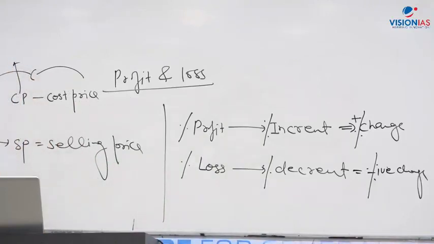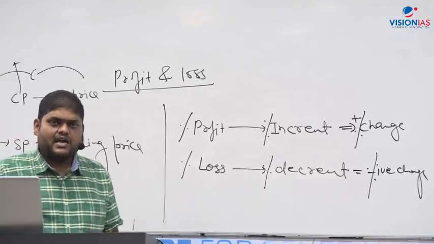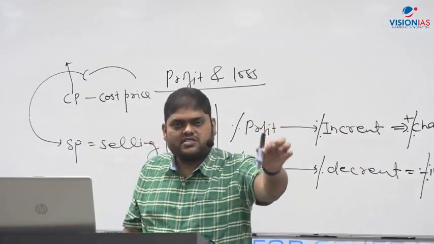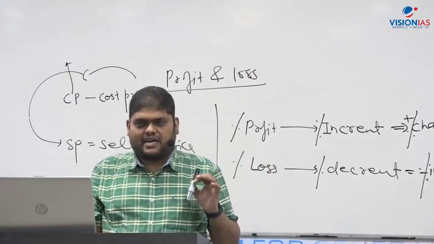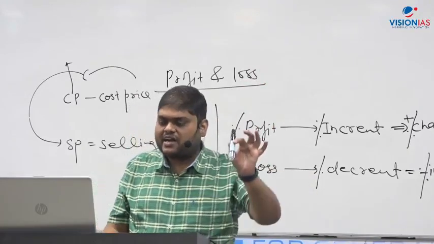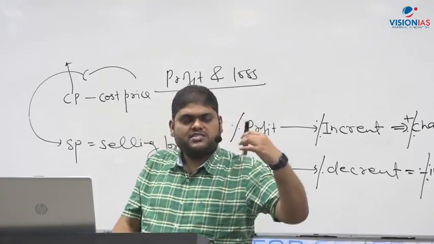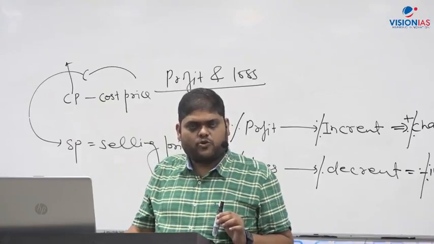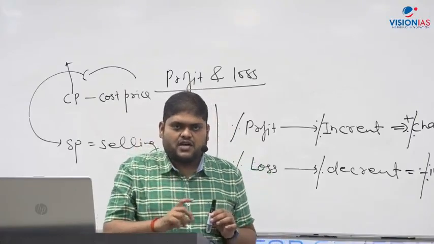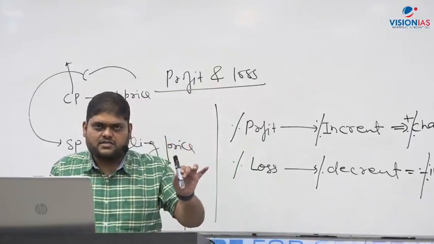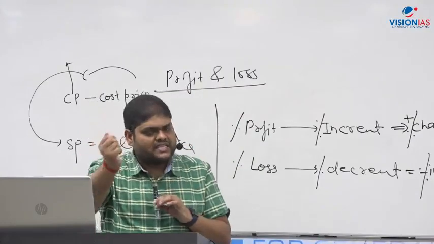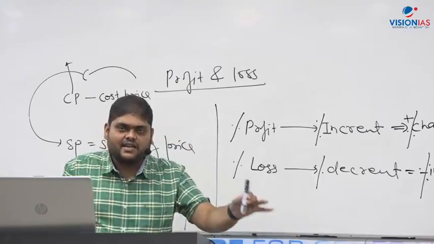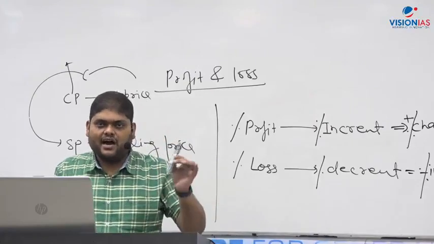What is selling price? Definitely the price at which I am selling this marker to, suppose, Vision IS. I am a marker maker and I am selling this marker to Vision IS, suppose for 150 rupees. So it's common sense: whatever my cost price is, if I am selling for more than that, I am getting a profit. If I am selling for less than that, I am getting a loss.